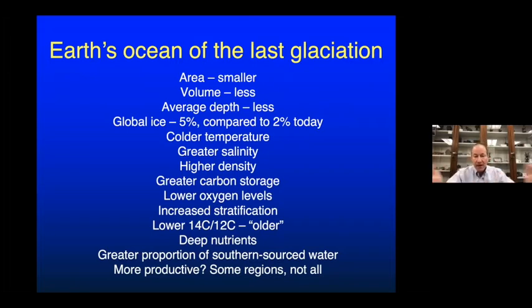So now with that tangent, I'm going to step through the things that we know about the last glaciation and the Earth's ocean during that time. We think we know that the area was smaller, that the volume was less, that the average depth was less, and the amount of global ice was more than double what it is today. About 5% of all the water at the surface of the Earth was locked up in ice. And it's not quite 2% today.